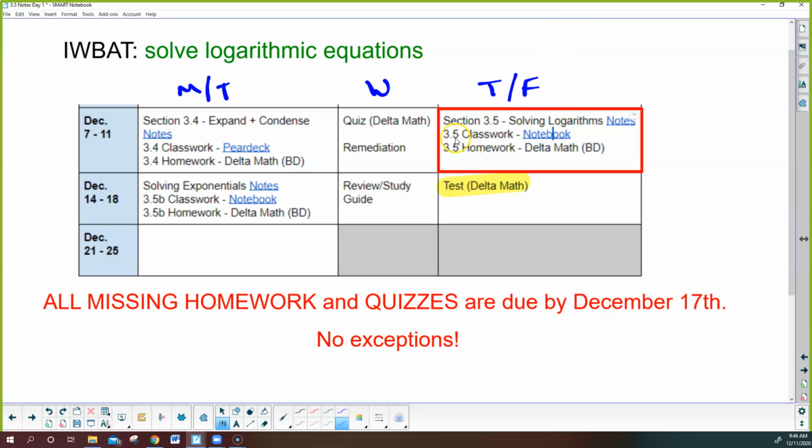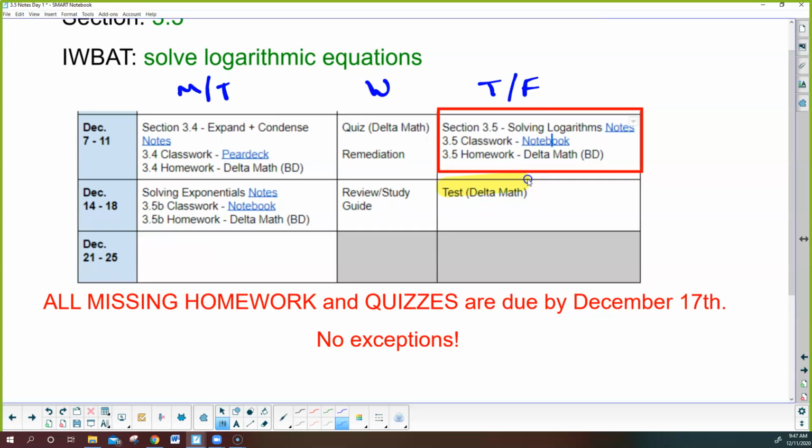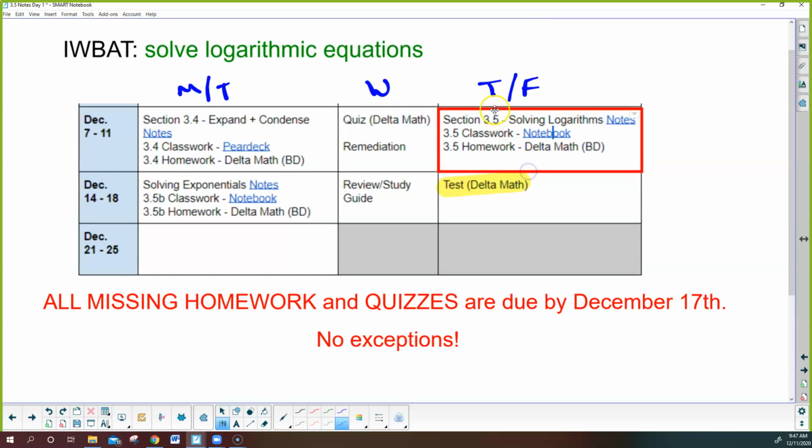So today we're doing 3.5. Next week, we're going to do more with 3.5 and solving exponential equations. But today we're solving logs. And then we've got a review. And then our test is next week Thursday. I'll see you guys on Thursday.